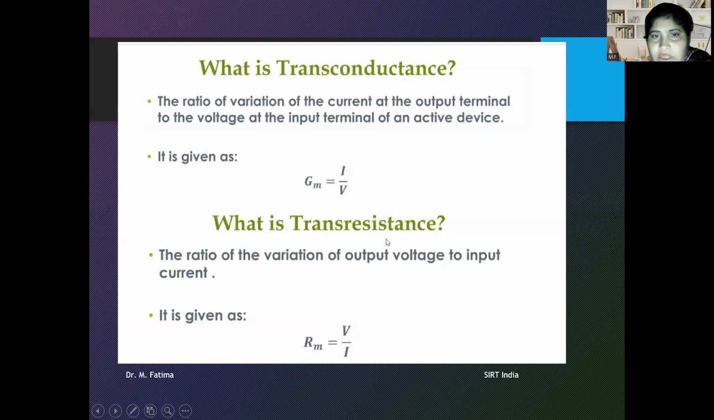Next is transresistance. This is the ratio of variation of output voltage to the input current. This is denoted by Rm, and this is equal to output voltage divided by input current.